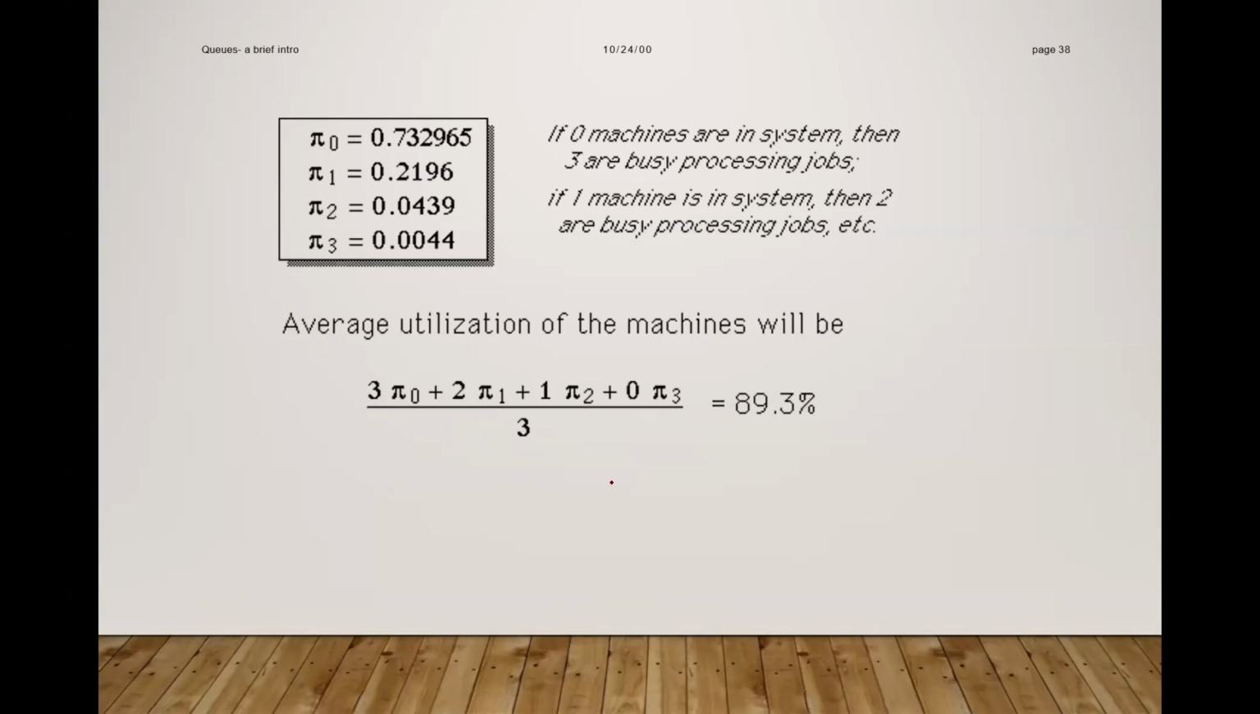Okay? Now, if there are no machine in the system, then 3 are busy processing jobs. If one machine is in the system, then 2 are busy processing. And the average utilization of the machine will now be 89.3. Okay? We just multiply the probability divided by 3. So that is the finite population.